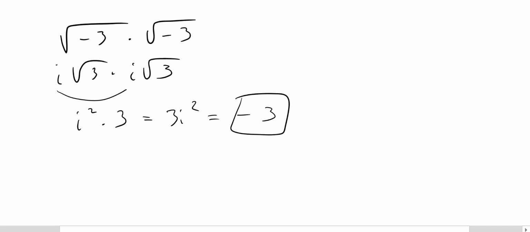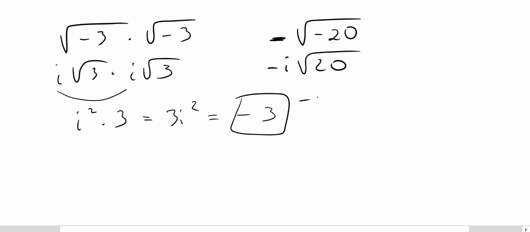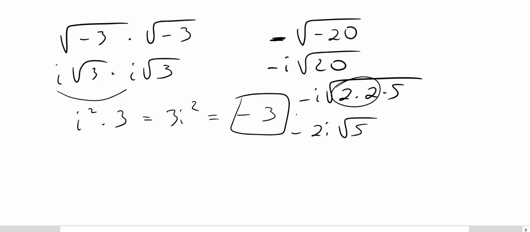Okay? How about this one? Negative square root of negative 20. Okay, again, you can't do anything with that square root of negative 20 until you pull an i out. So we got negative i, because the negative is here already, square root of 20. And now I can simplify 20. We already did that back in the day. It's basically 2 times 2 times 5. So I pull the 2's out, and I get negative 2i root 5. And that's your answer, negative 2i root 5.